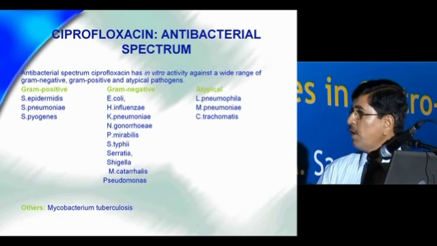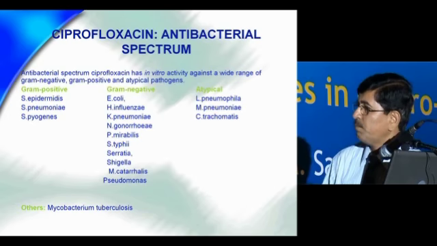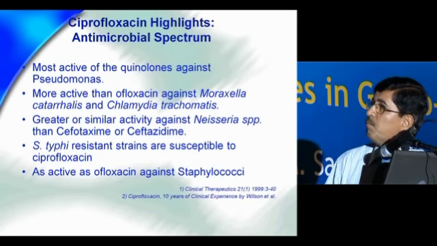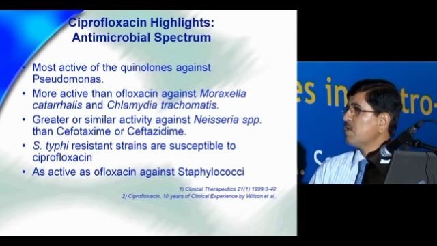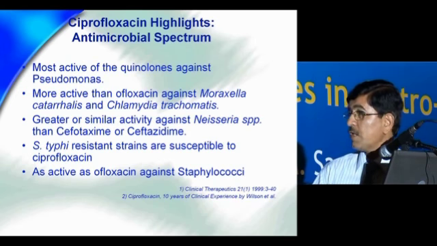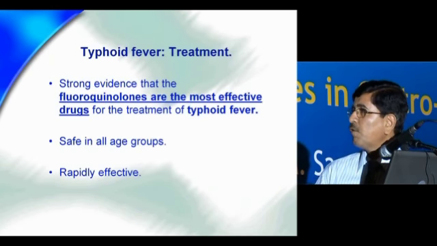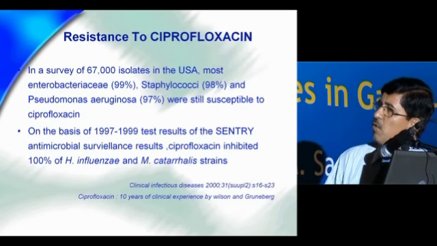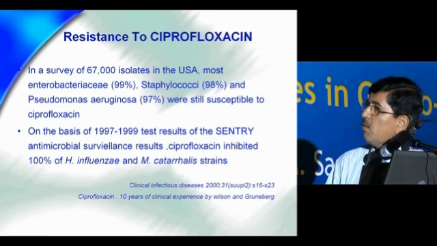This is the most active of the quinolones against Pseudomonas, more active than ofloxacin against Moraxella and Chlamydia, and similar in activity against Neisseria to cefotaxime or ceftazidime. Resistant strains of Salmonella typhi are susceptible to ciprofloxacin, which is as active as ofloxacin against staph. So treatment with this drug is effective, safe in all age groups, and rapidly effective. This is a relatively old study, but among around 67,000 isolates in the USA, most from the Enterobacteriaceae, some Staphylococci and Pseudomonas are still susceptible to Cipro.